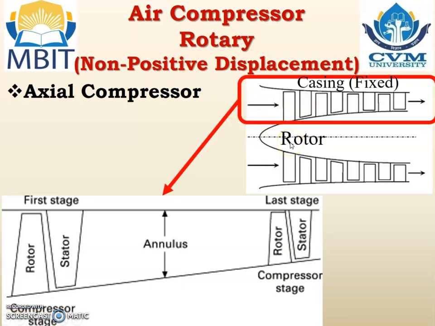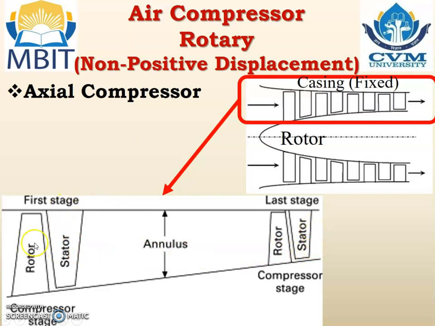Now that axial flow compressor has a rotor, you can see here, and rotor is placed in a fixed casing in such a way that the gap between the rotor and a casing is continuously decreasing. So you can see here in a larger view that this portion is the rotor and above portion is nothing but the casing or fixed. And the gap or the annulus between the rotor and the casing is continuously decreasing.